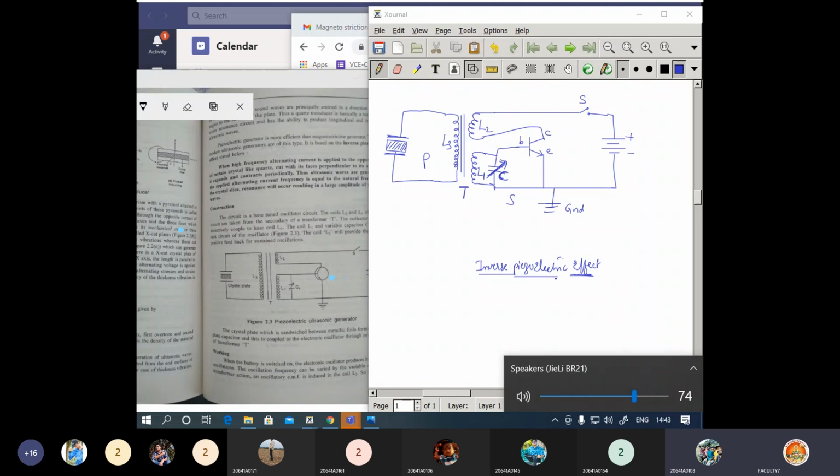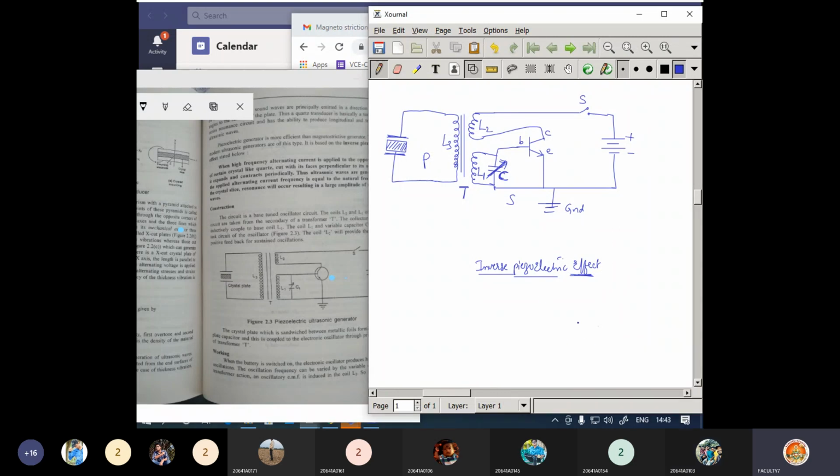Not the inverse piezoelectric effect. So to understand the piezoelectric effect, or the inverse of this, first you understand the piezoelectric effect. You start with this. Now first you understand this concept. In this concept we are taking a crystal, and we are applying the electric field.